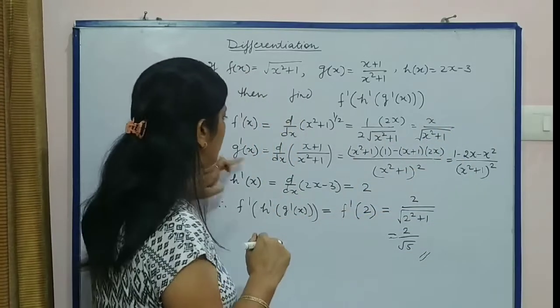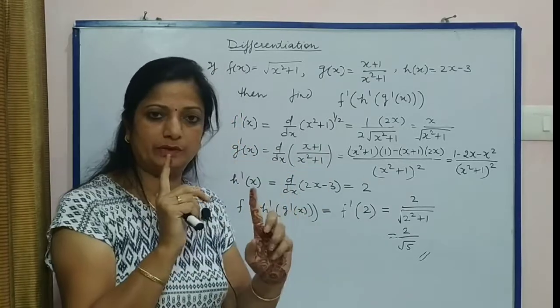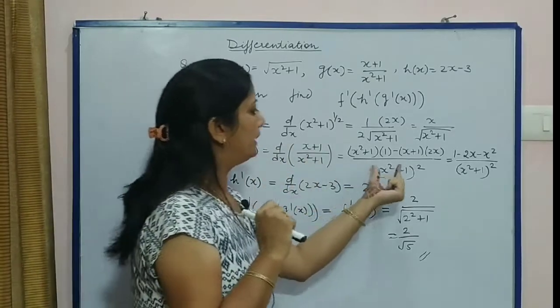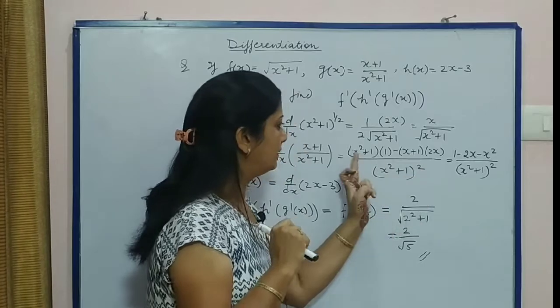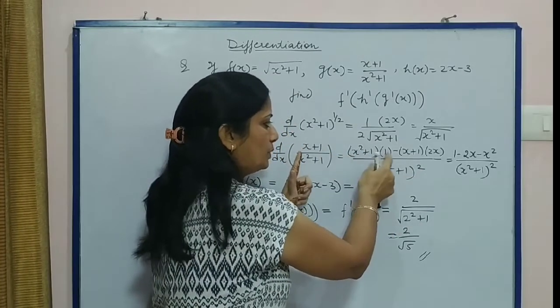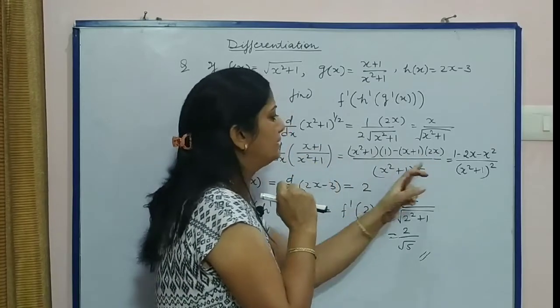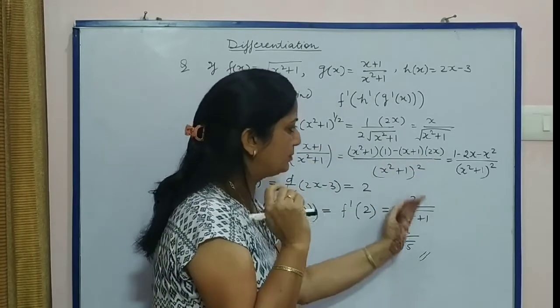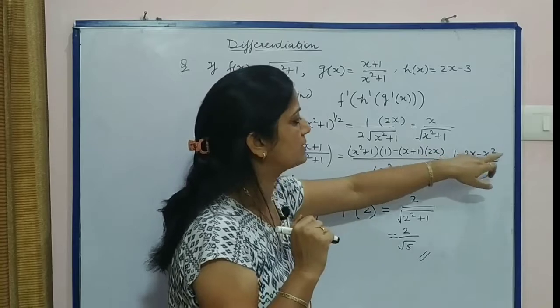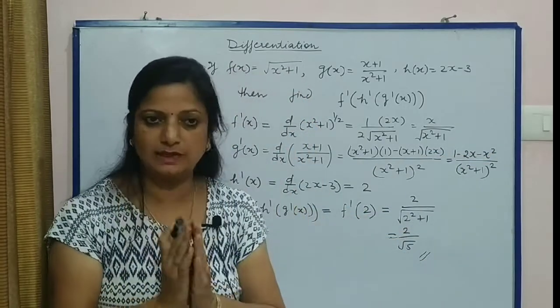Now g'(x), d/dx of (x+1)/(x²+1). By the quotient rule again, (x²+1) whole squared, this denominator as it is, d/dx of the numerator, which is 1, minus the numerator as it is, and d/dx of the denominator, this is 2x. After simplification we have (1-2x-x²)/(x²+1)². This is the value of g'(x).